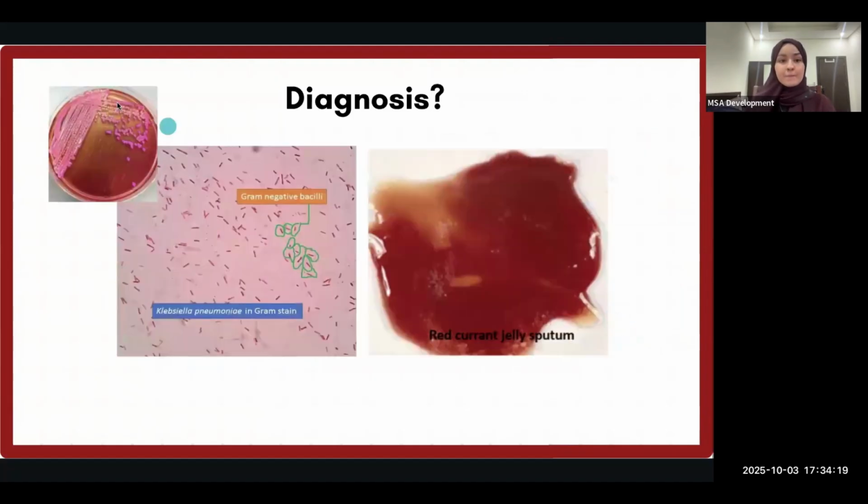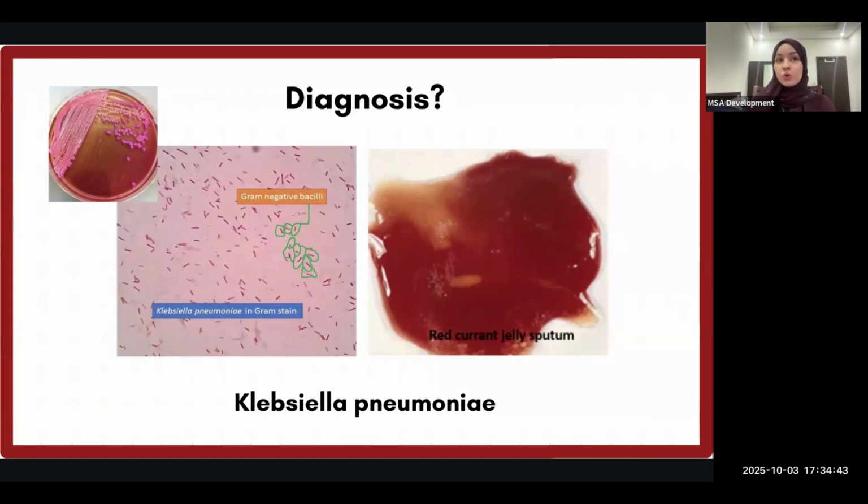Okay. Here, what is the diagnosis? You have red currant jelly sputum. Very, very, very characteristic phrase. Oh, it actually says it here. Oopsies, guys. Pretend you didn't see that. Okay, so what is this? Klebsiella pneumoniae. Klebsiella pneumoniae is very common in which demographic?